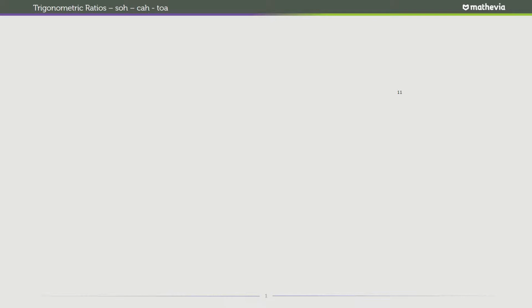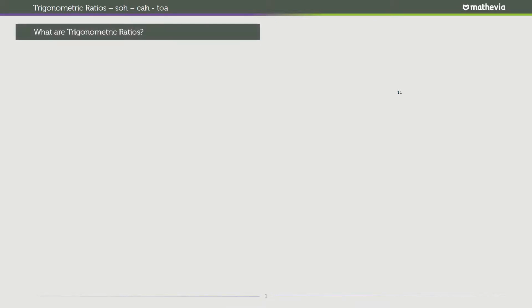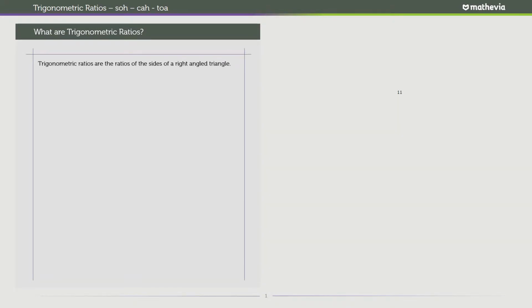So, trigonometric ratios, SOHCAHTOA. Now, what exactly are trigonometric ratios? Trigonometric ratios are ratios of the sides of a right angled triangle. So we've learned about a right angled triangle. We've learned about some very unique properties of the sides of a right angled triangle. We learned the hypotenuse, the opposite, the adjacent, and how Pythagoras' theorem relates all three of them.